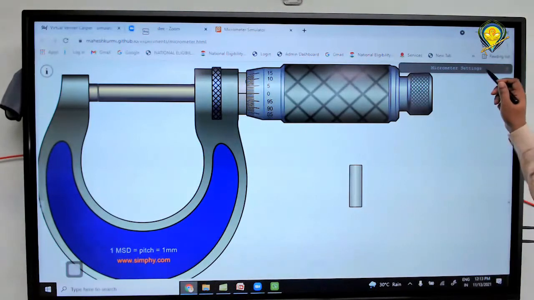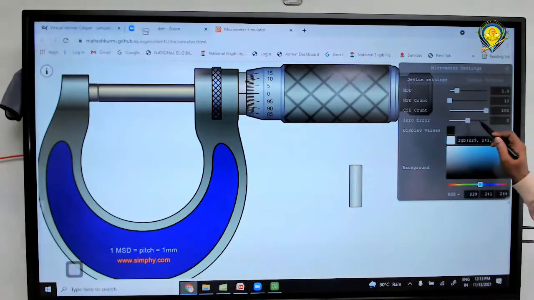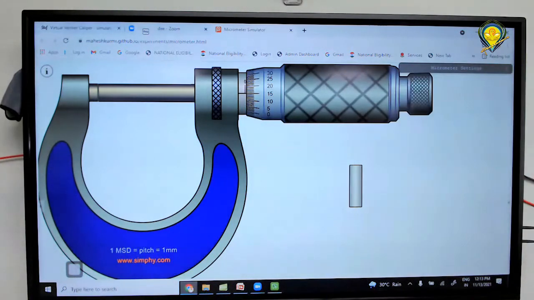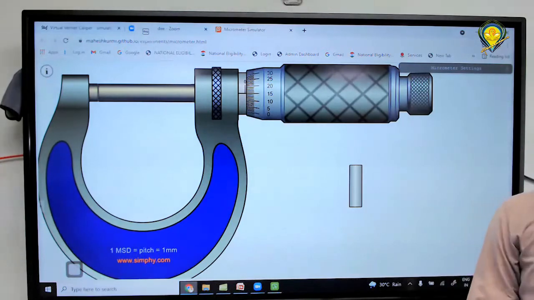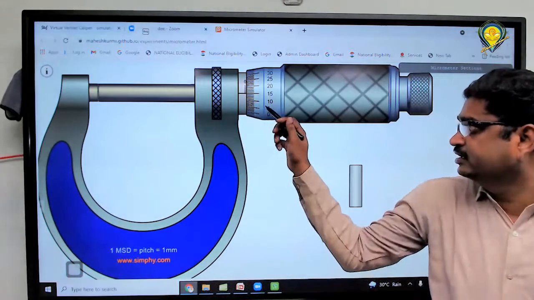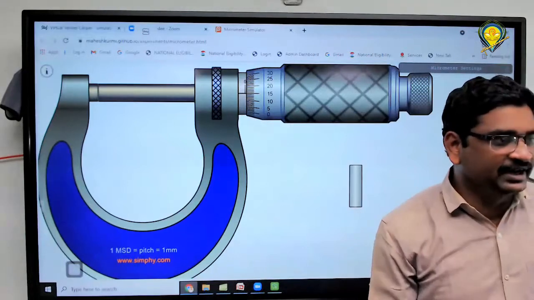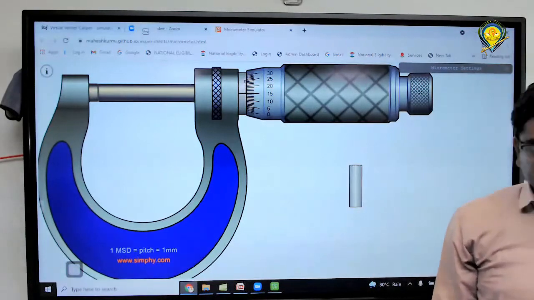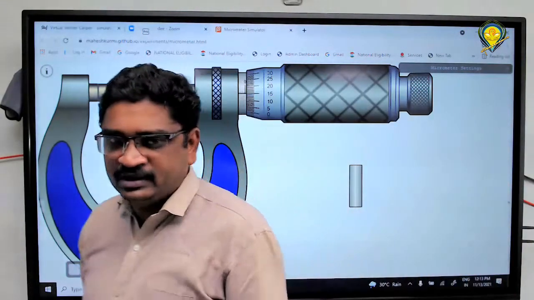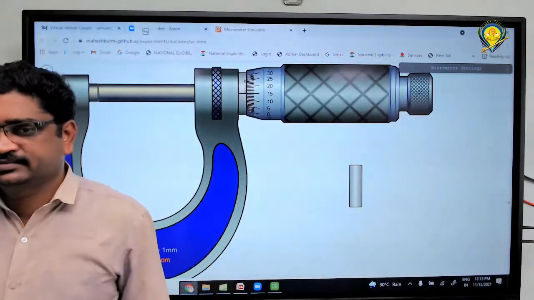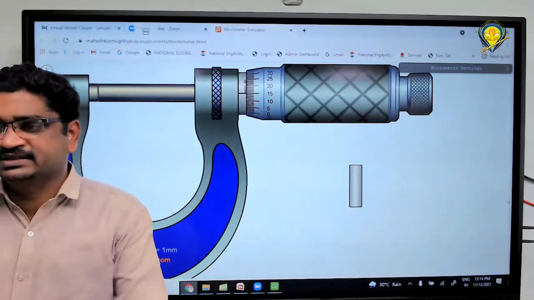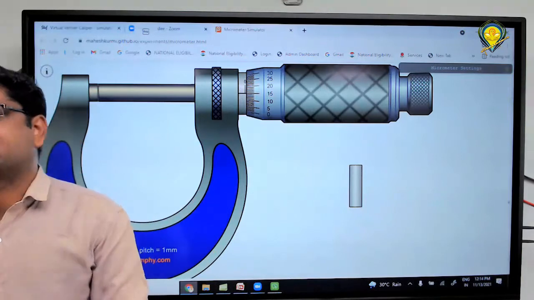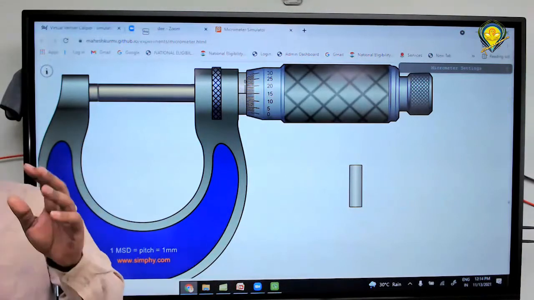So if it is having some error, then check it once. Without any object, it is showing 15 readings on the circular scale. That means it is having some error. So is it positive error or negative error? Positive error. Positive error means we need to add or subtract? Subtract. We need to subtract from the total value.